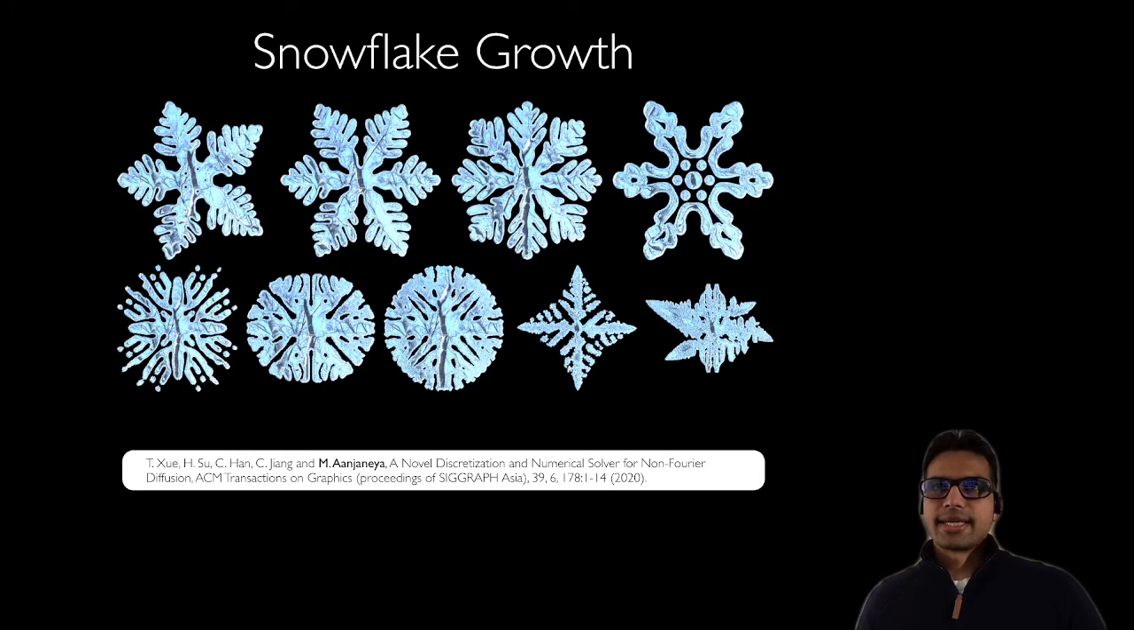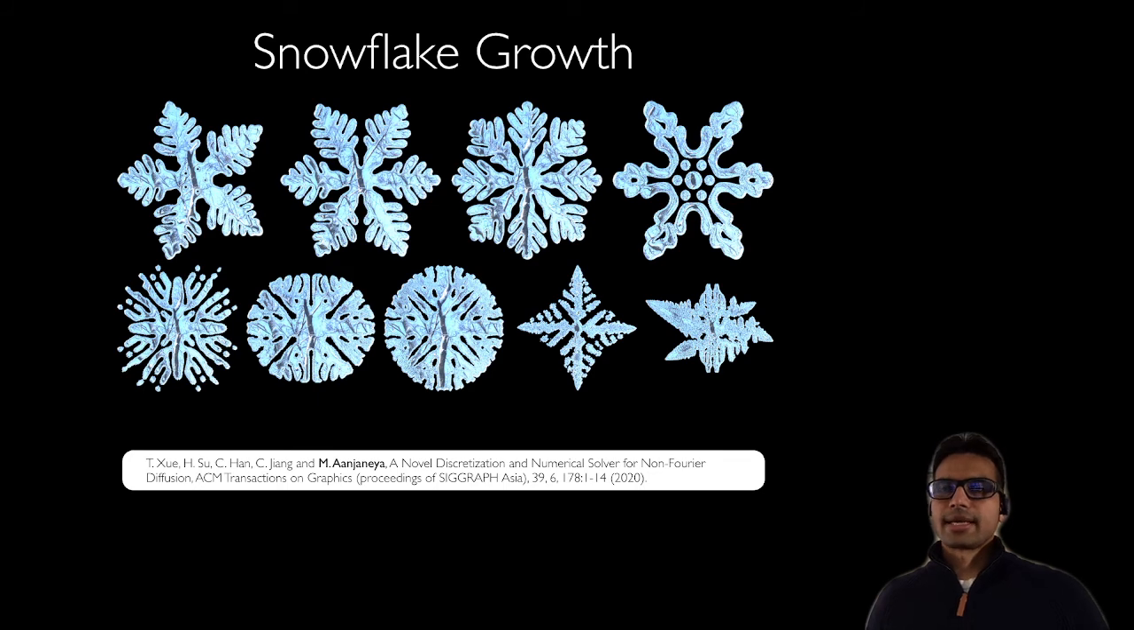The example that really fascinates me is snowflake growth that we explored with this model. So I should mention here that CF diffusion is a general model of diffusion. So it can simulate both Fourier diffusion as well as non-Fourier diffusion. So with CF diffusion, we can get these top patterns which are symmetrical, and these are common patterns that we see through Fourier-based models. But we can also get asymmetrical patterns such as those shown at the bottom through non-Fourier models.